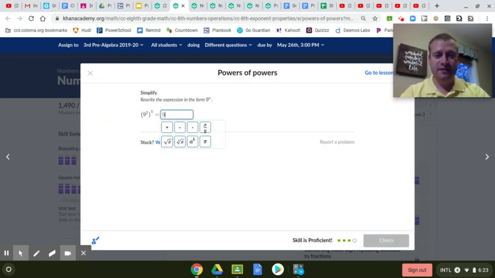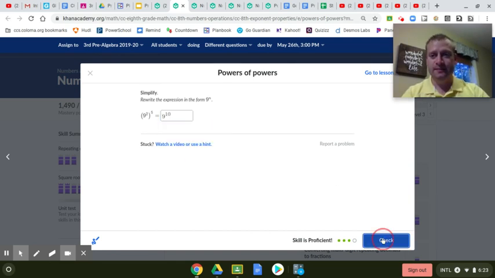2 times 5 altogether is 10, our exponent. 9 to the power of 10. Hope that helps.